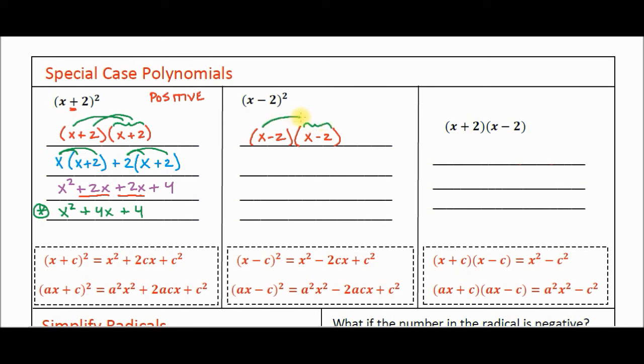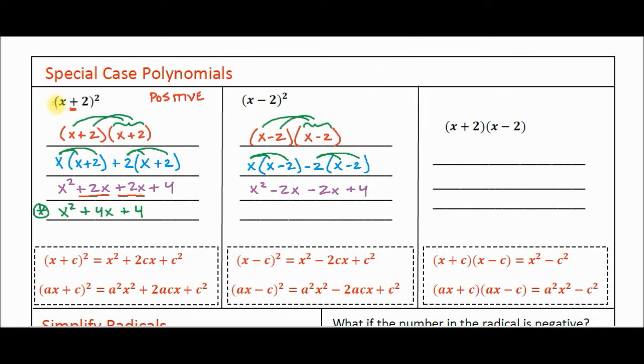So the x goes to the x minus 2, the -2 goes to the x minus 2. And we end up with x times x minus 2, and now it's a -2 times x minus 2. We'll now distribute these monomials to both terms in the binomial. And we end up with x squared. X times -2 is -2x. -2 times x is -2x. And -2 times -2 is +4.